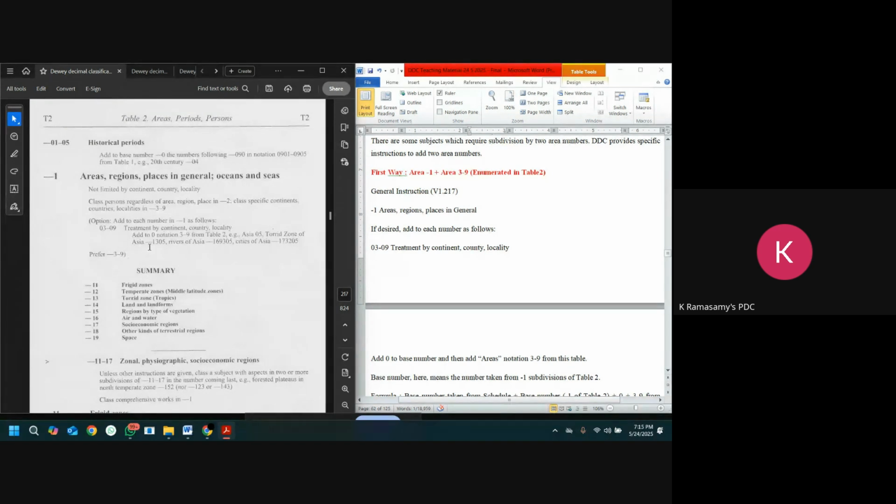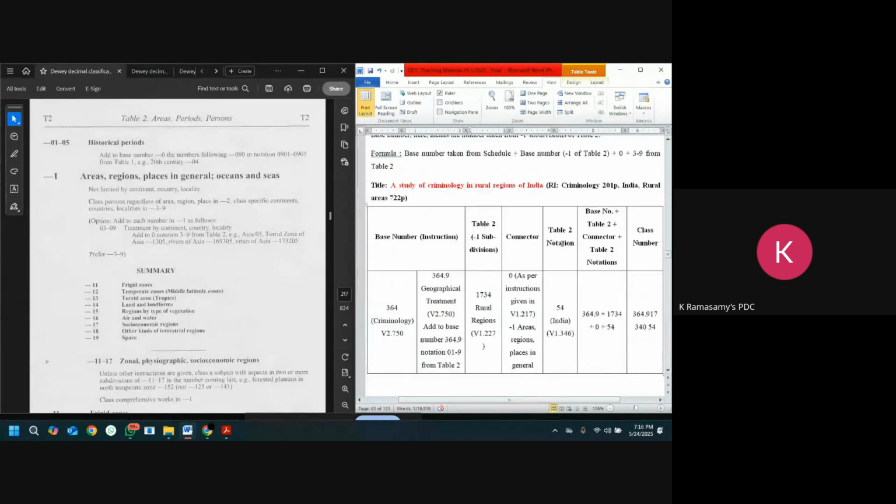After this 1, you can put on 0. Okay. After the 0, you can take any number from table 2, 3 to 9. That can be added to this 0. So what is the formula? 1 plus 0 plus number 3 to 9 from table 2. So this way, 2 numbers can be added. Number 1 and its subdivisions, then 0, then 3 to 9 from table 2.